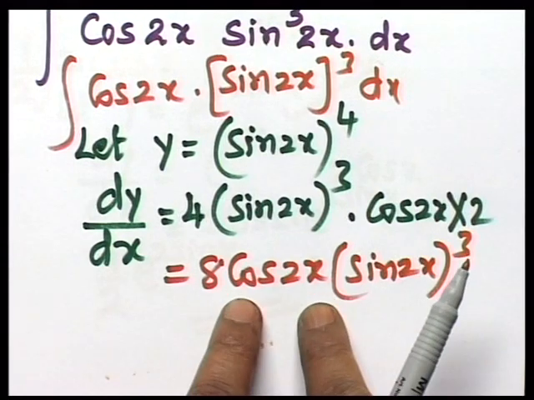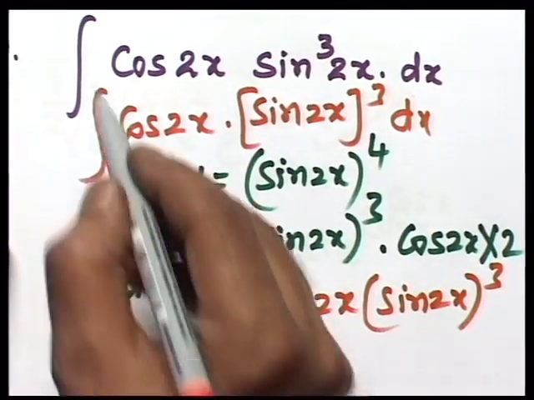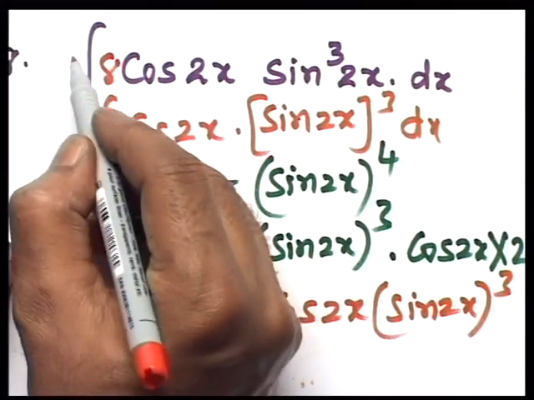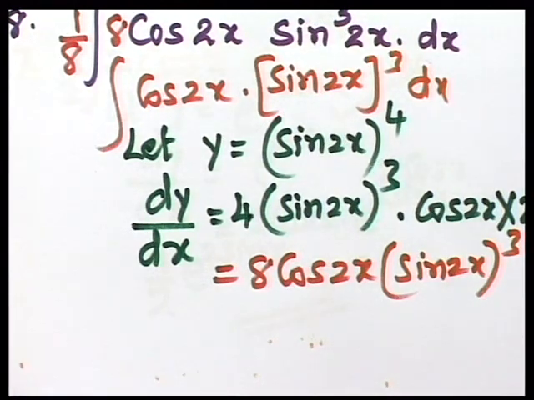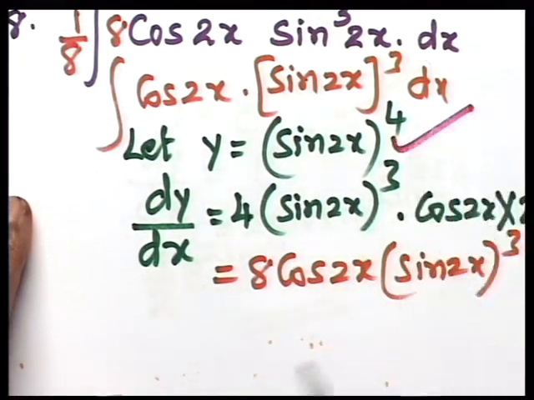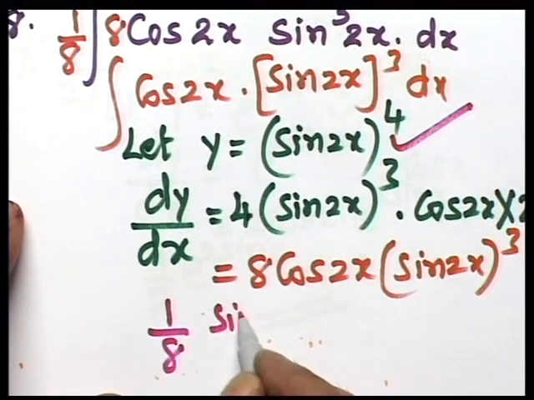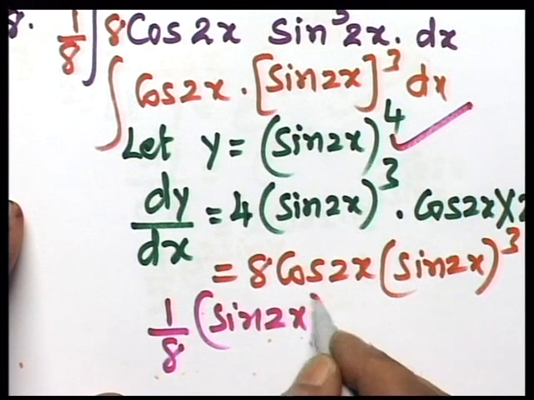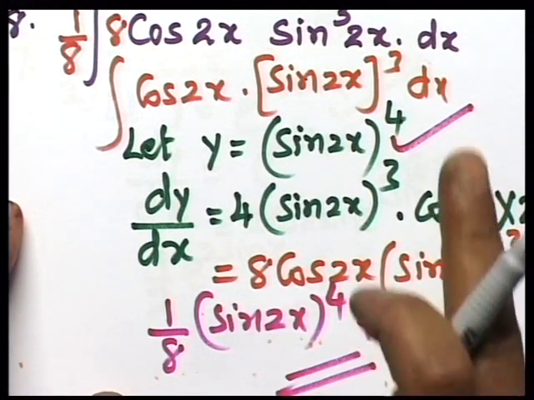Guys, listen, that is exactly the same as this. 8 is the only thing missing. So 8 in the front and an 8th. Our answer now is an 8th, the guessed part, with the 8th. So it's an 8th sine 2x to the power of 4, and plus c. That's all we do.